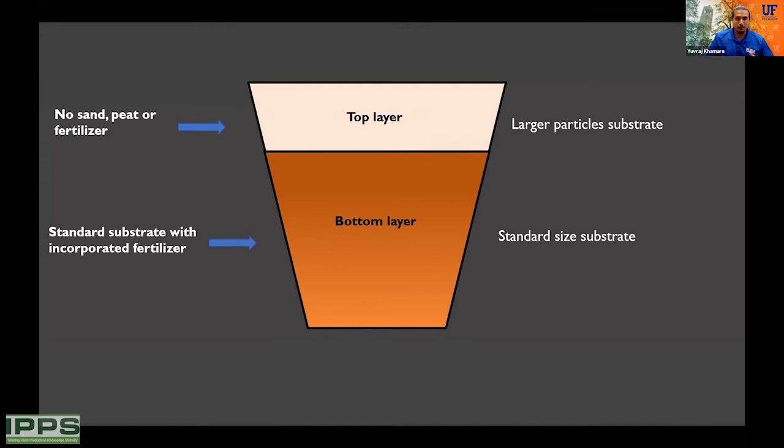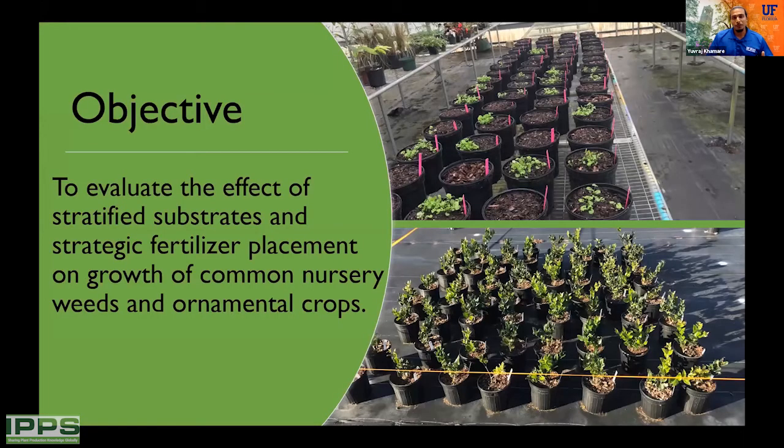So here's a diagram that would give us a better idea of how stratified substrates work. At the top layer, the larger particle materials are added, which has no sand or peat or fertilizer to it, while the bottom layer consists of the standard size substrate. So as a result, the top portion of the substrate does not hold enough moisture. So the weed seeds that fall in do not germinate as there's no moisture available over there. That's why the objective of this study was to evaluate the effect of stratified substrates and strategic fertilizer placement on the growth of common nursery weeds and ornamental crops.